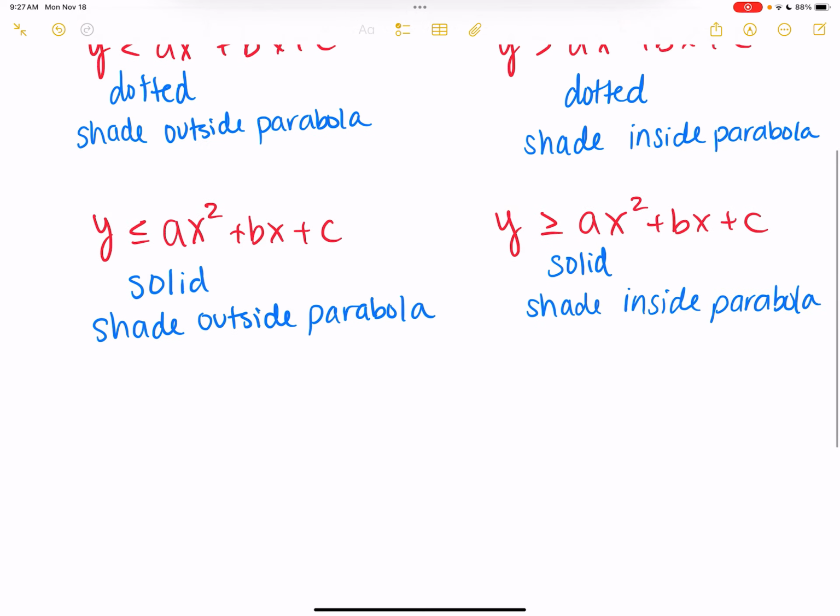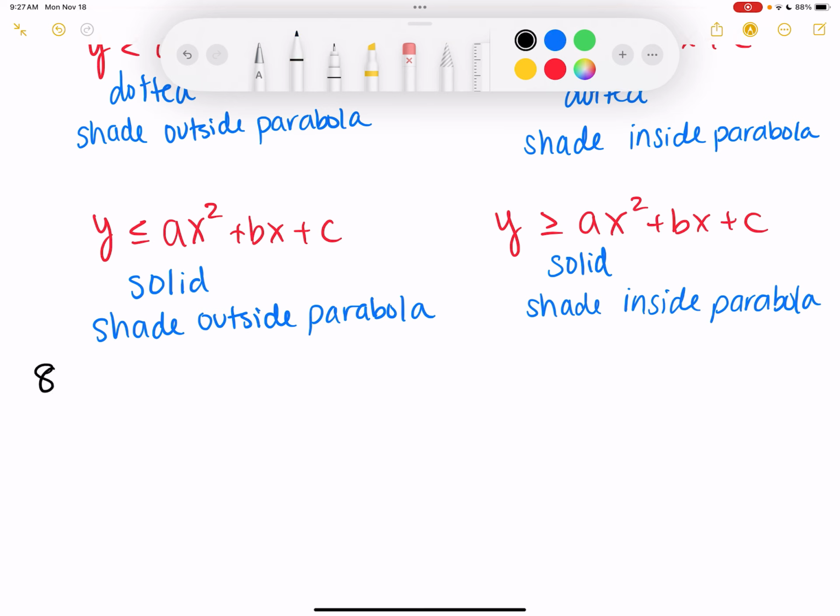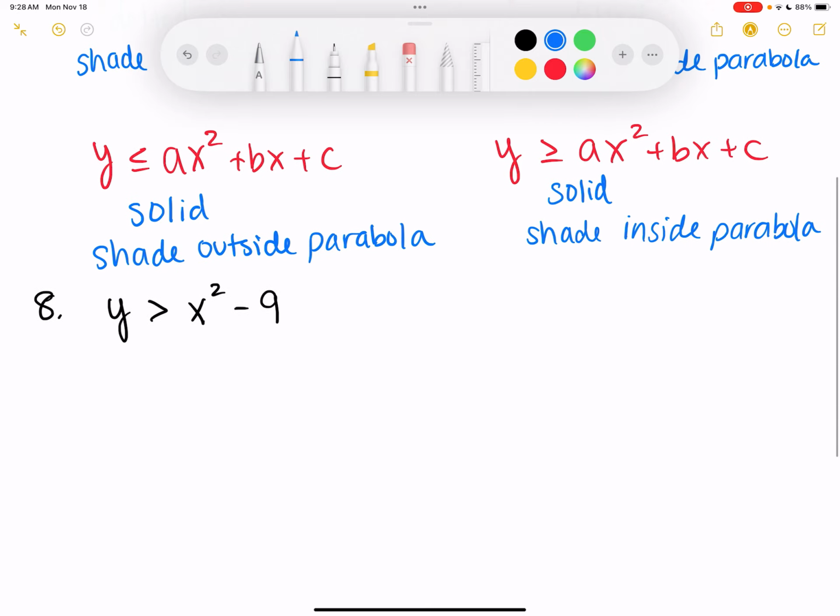This is the same thing. Number 9. Y is greater than x squared minus 9. All right, so what's going to be happening to this one? It's going to be shaded on the inside, and it is dotted. Shade inside, and it is dotted. If you don't write that, it's not wrong, but you should do that so that you get used to them.